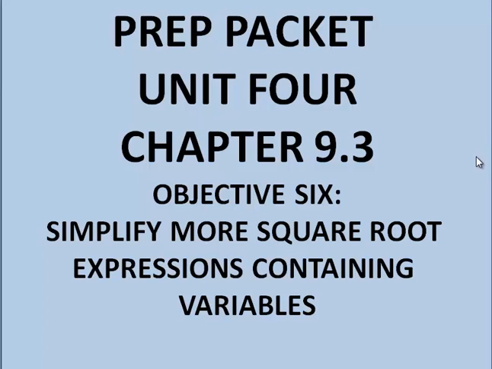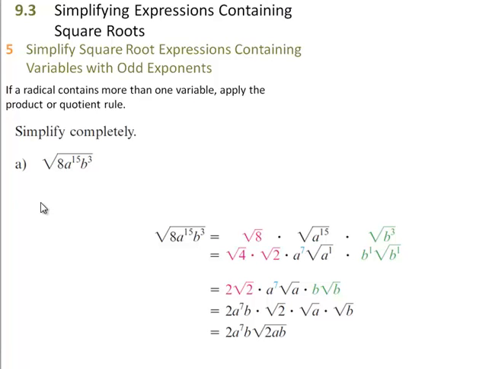This is the prep packet video for Unit 4, Chapter 9.3. We're looking at objective number 6, in which we simplify more square root expressions containing variables. In this case, we're going to use some of the tools we've learned to break this up and simplify it.